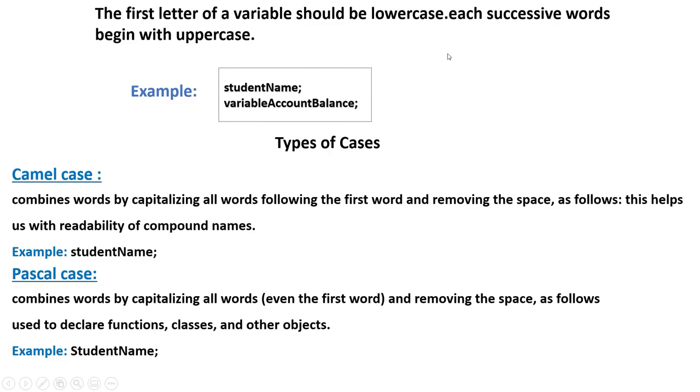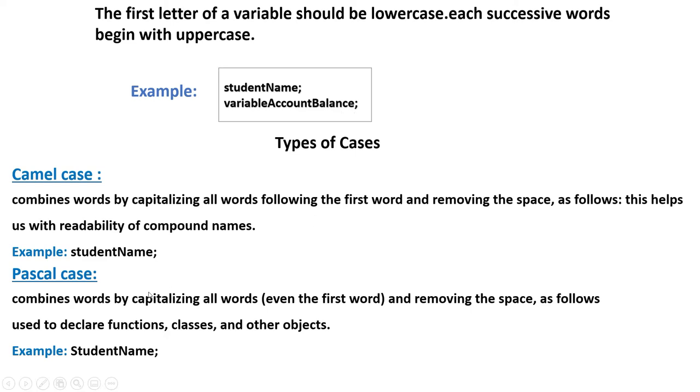The first letter of a variable should be lowercase. Each successive word begins with uppercase. For example, studentName: student starts with S lowercase and N uppercase. So variable accountBalance: V starts with lowercase, A and B are uppercase. This is called camel case.